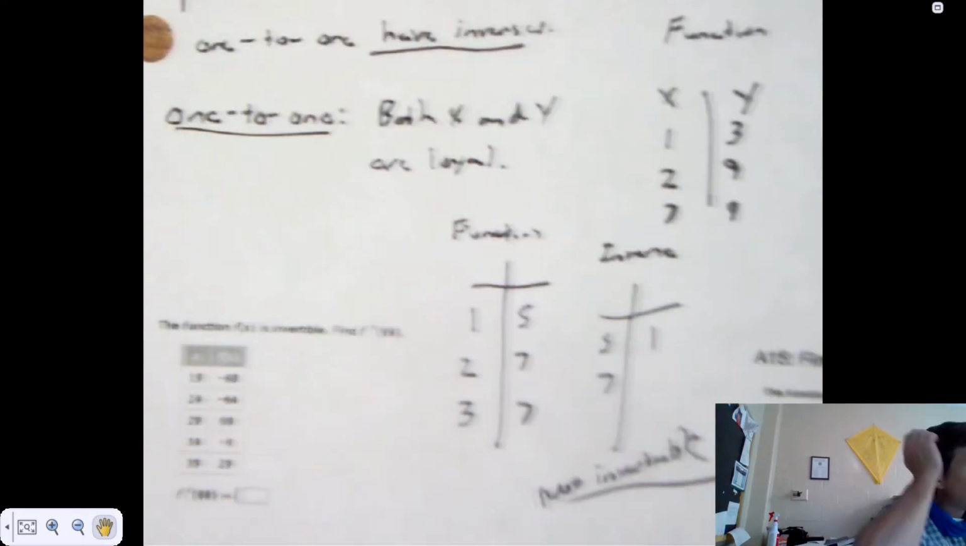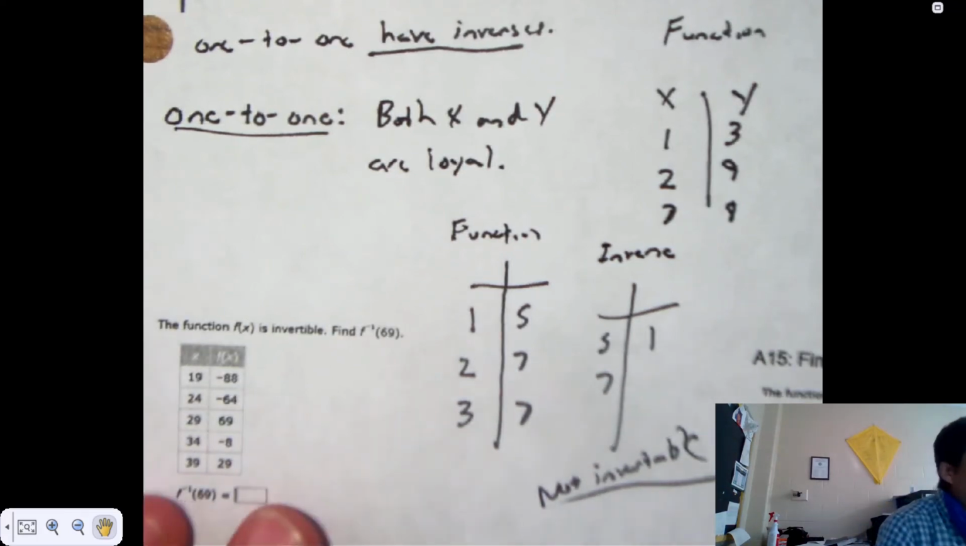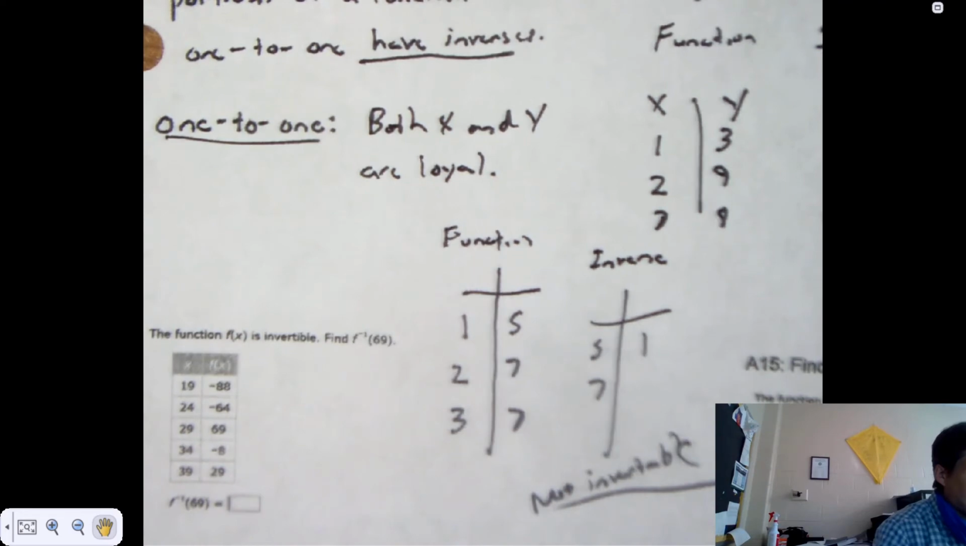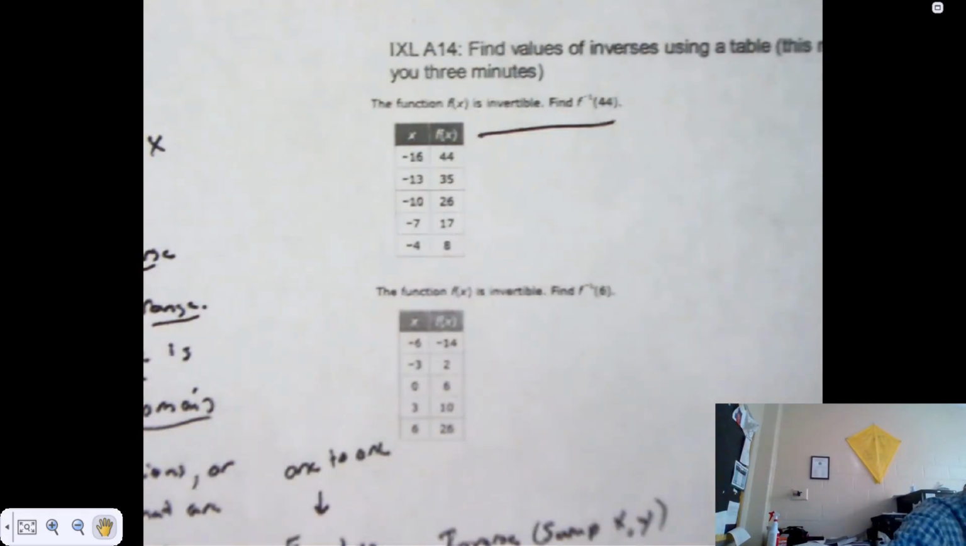Now, there's some more stuff about inverses that we'll talk about on Monday, but this is all we need for today. Truthfully, the only thing you actually need for today is that inverses swap what? X and Y. That's all they do, swap X and Y. And everything that I saw in the IXL section here says that the functions are invertible.